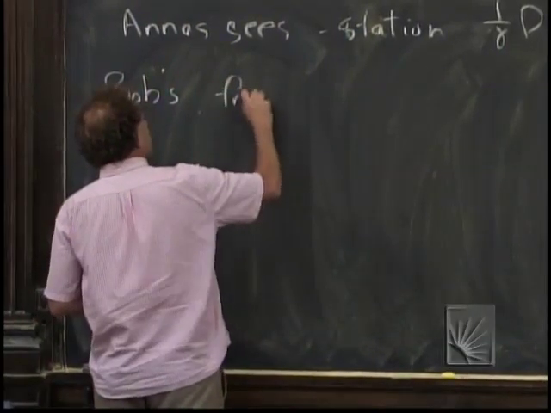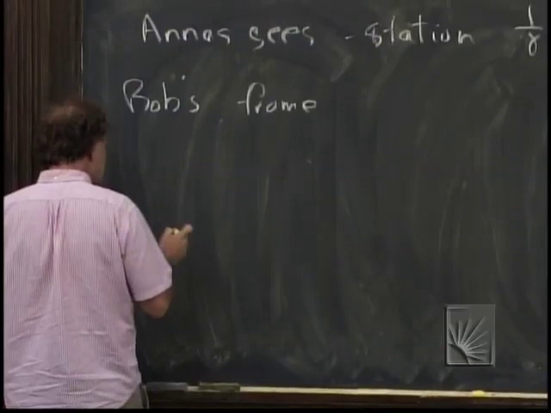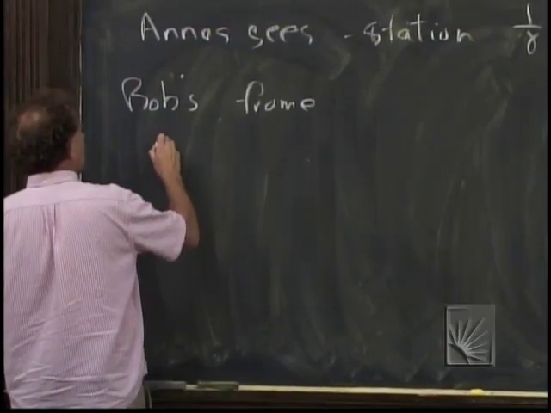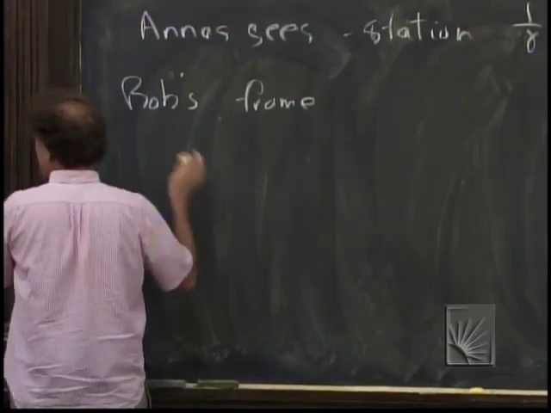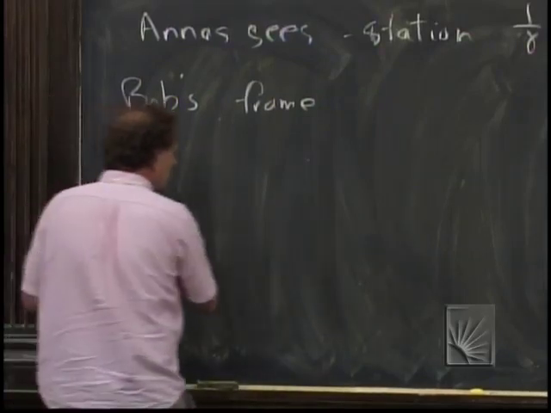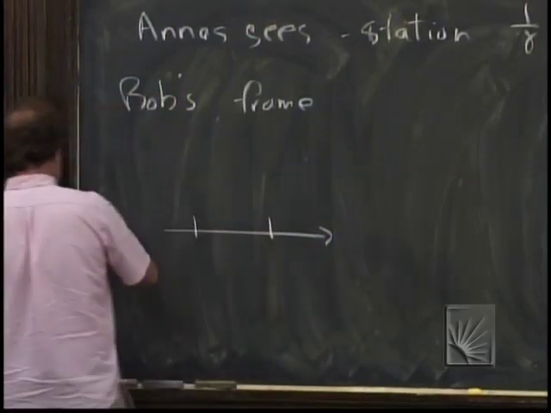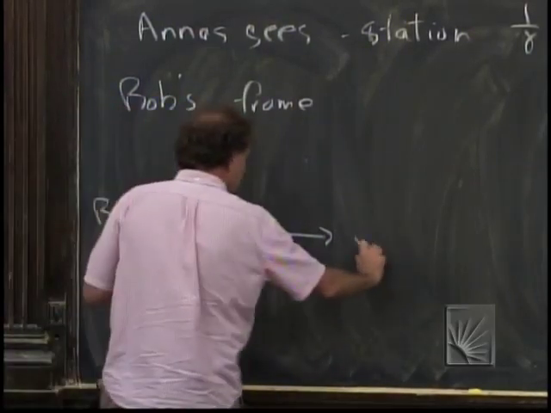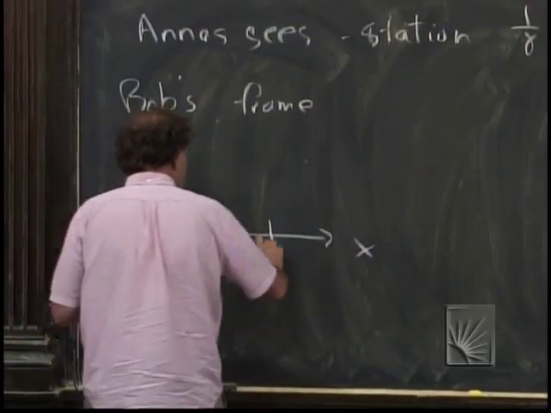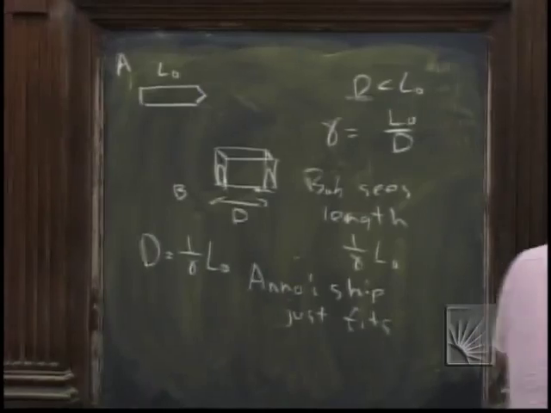From Bob's frame, let me just lay this out carefully. Let's consider the instant, in Bob's frame, when the spaceship is just in. Let's draw and label the two frames. So here's Bob's frame, the X frame and the T frame. Let's say X equals 0 is the front of the barn.